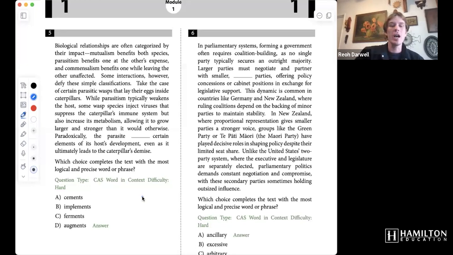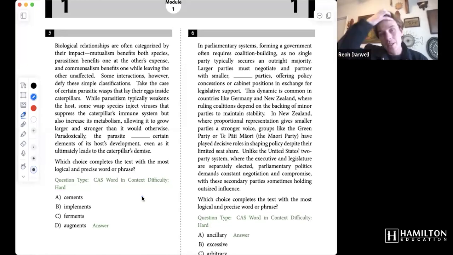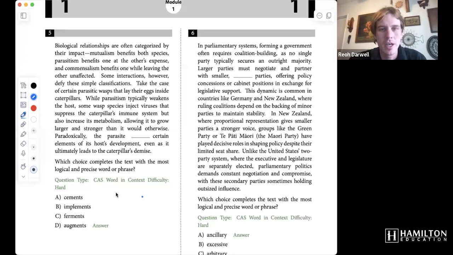All right, so for question five, the word that is correct is one that you may not have heard too often. This is going to be easy if you have all the vocabulary, but let's make sure we know what kind of word we want here. We are given a sort of unexpected situation. Parasitism typically weakens the host, typically makes the host worse. However, there's some that actually increase its metabolism, allowing it to grow larger and stronger than it would otherwise.